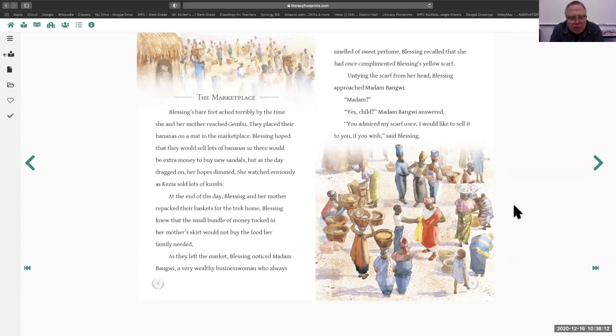As they left the market, Blessing noticed Madame Bangui, a very wealthy businesswoman who always smelled of sweet perfume.